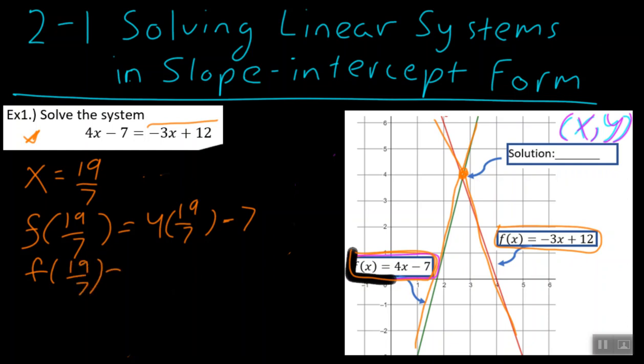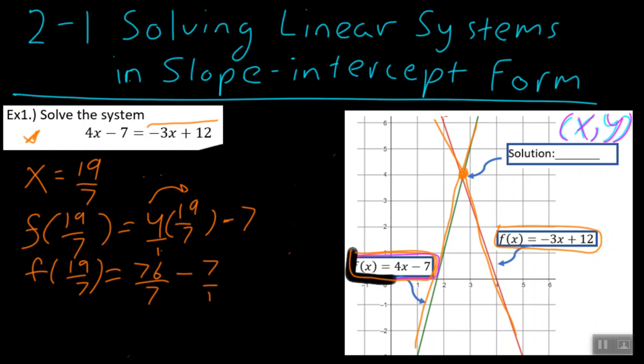So we'd say f of 19 over 7 is equal to 4 times 19 over 7. Well, we can easily change that into 4 over 1. And so we do top times top. We have 4 times 19, which should give us 76. You can test me on that one. And on the bottom, 1 times 7, which would be 7, minus 7. Now notice here, this is really 7 over 1. So we actually are going to have to get a common denominator.